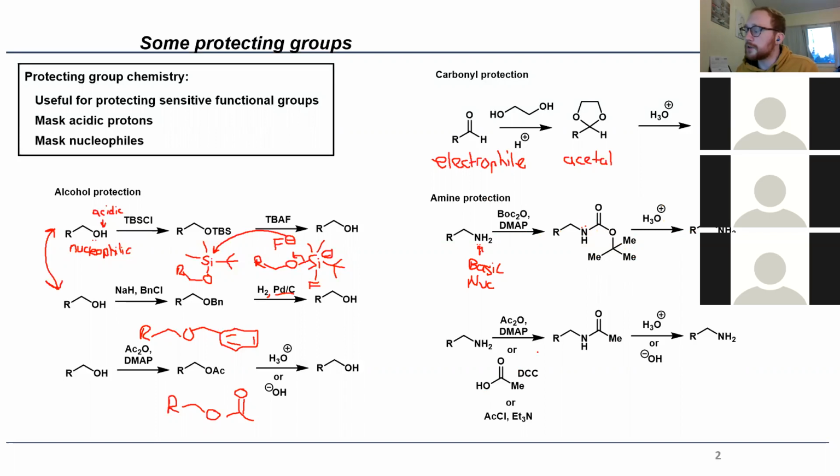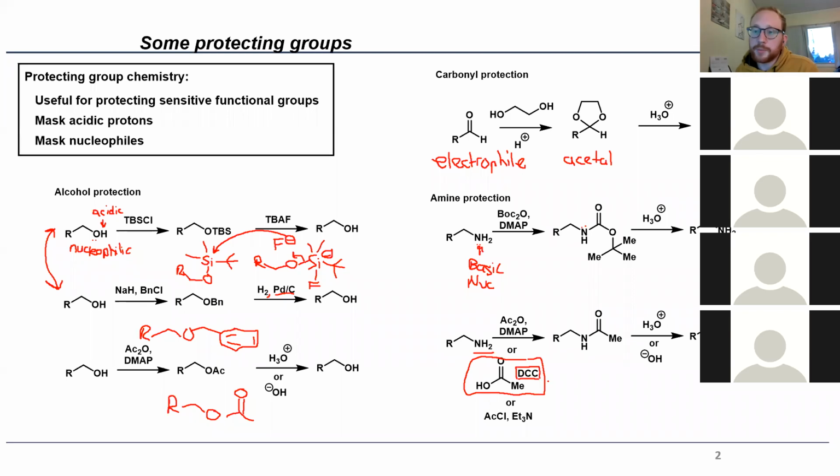Similarly to the alcohol, we can also protect these as just amides, and amides can be cleaved in a similar way as the alcohol group. Notably here, a key reaction that we learned is the DCC coupling of amines. So DCC is a reagent that allows the direct coupling of amines and carboxylic acids to make amides. I recommend that you check out your notes on how the DCC coupling works. But this is a pretty powerful reaction for making amide bonds.